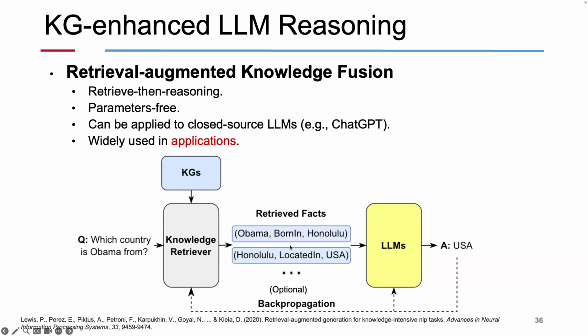We can retrieve some fact like Obama was born in Honolulu, and Honolulu was located in USA. This kind of application is quite good because it can be parameter free. For the knowledge retrieval, we can utilize non-parameter-based retrieval like BM25 or some other knowledge retrieval. And for the LLM, we can easily utilize some black box LLM. For example, with ChatGPT, you cannot access its parameters, so it will be hard to train it on your own data sets to inject the knowledge.